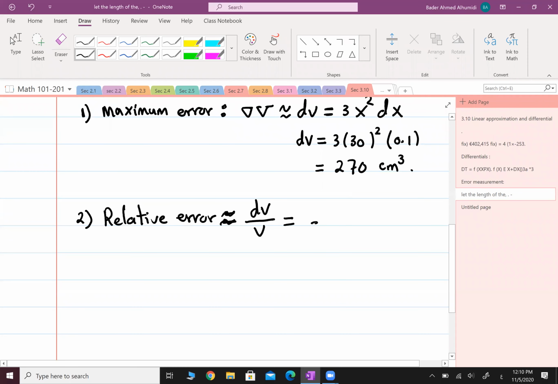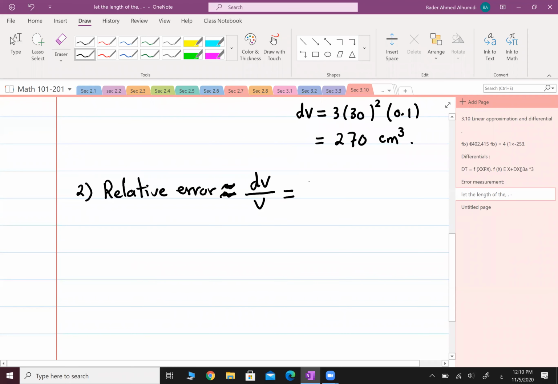dV is 3 times x squared multiplied by dx. This is dV divided by V. V is equal to what? V is equal to x cubed. So you will notice, guys, what does the answer equal? This will be equal to what? 3 times what? dx over x.